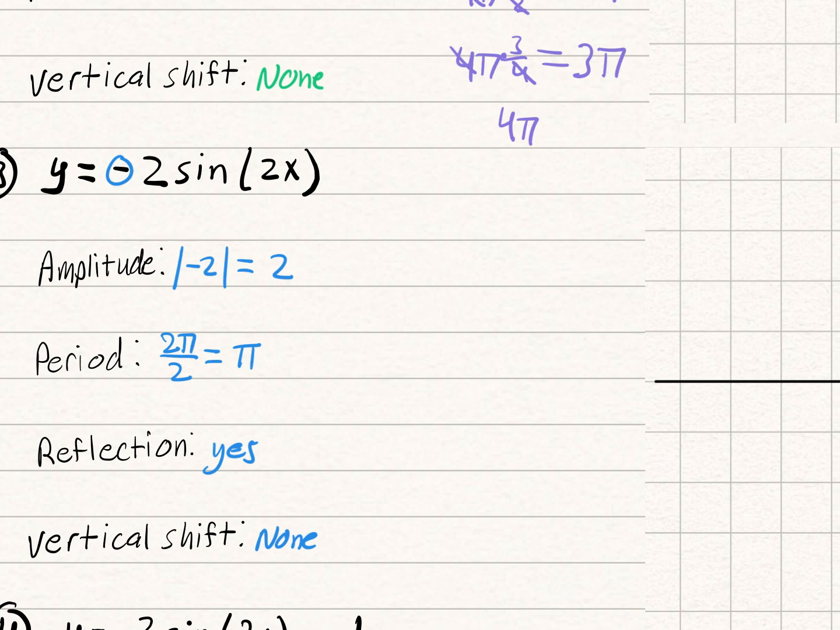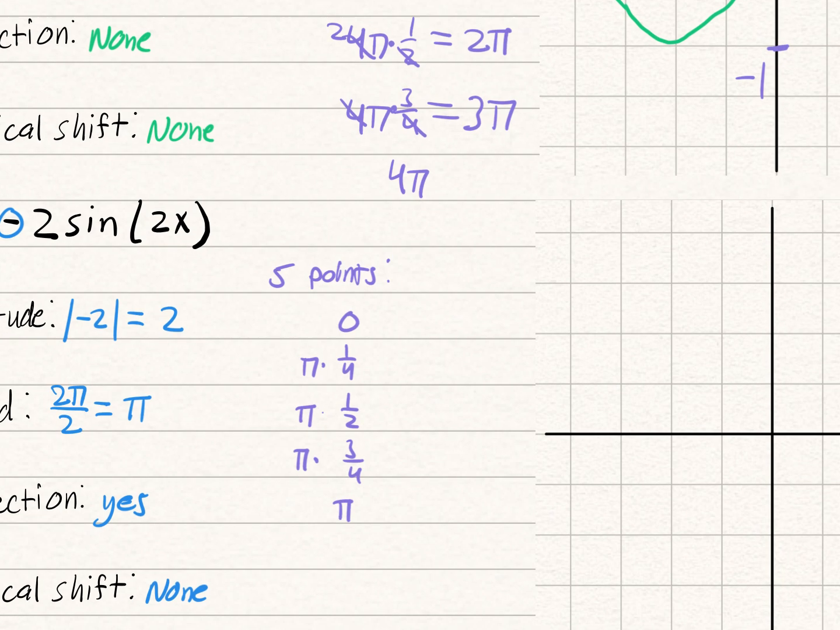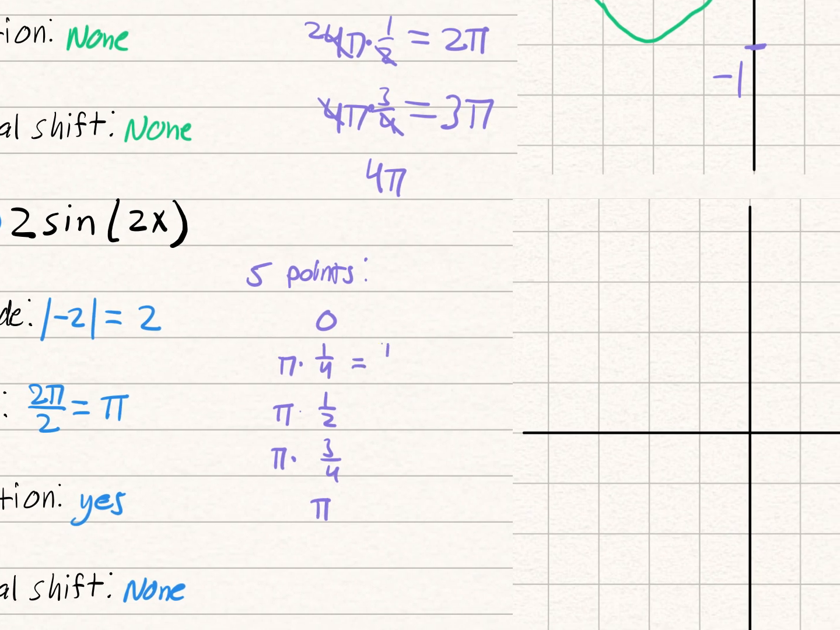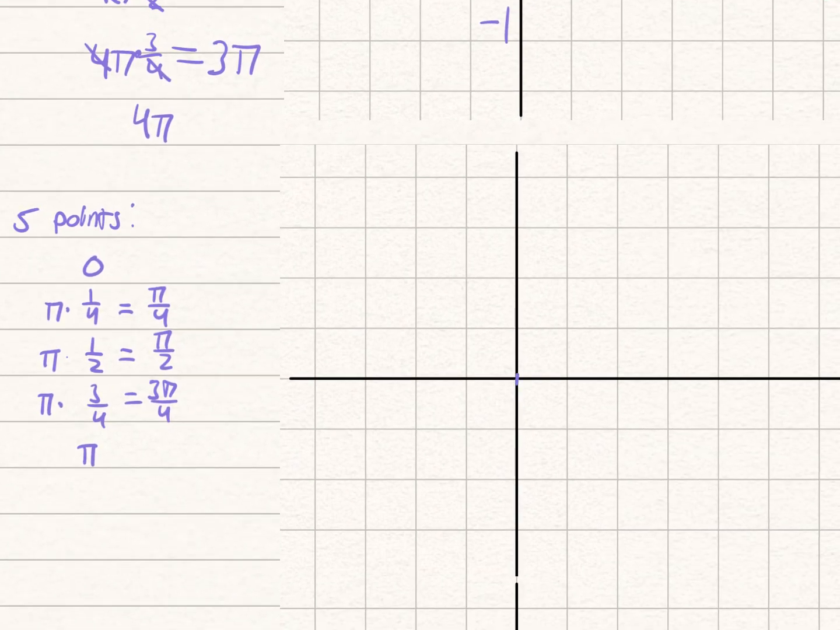As always, let's find the 5 key points. 0 is always the first one. 1/4, 1/2, and 3/4 are the next, and then we multiply those by our period. And then pi, our period, is the last one. So we get 0, pi over 4, pi over 2, 3 pi over 4, and pi. I can use that information to label the axes.